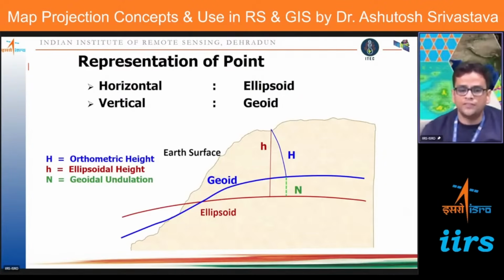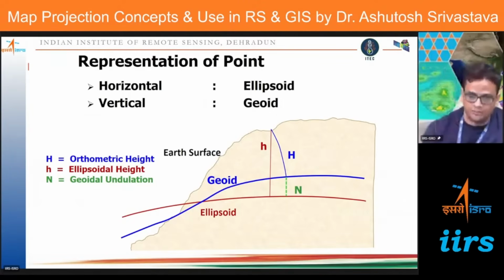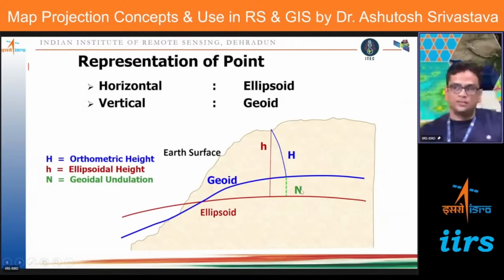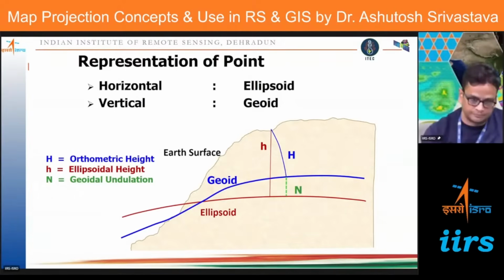And the difference between the two heights, the geoidal height and the ellipsoidal height, definitely one height may say somewhere they will be equal, somewhere one will be higher, somewhere another will be higher. So the difference will be there. That difference is basically called the geoidal undulation. You can see here, one height is small h, another height is capital S, and the difference between both heights is called the geoidal undulation.